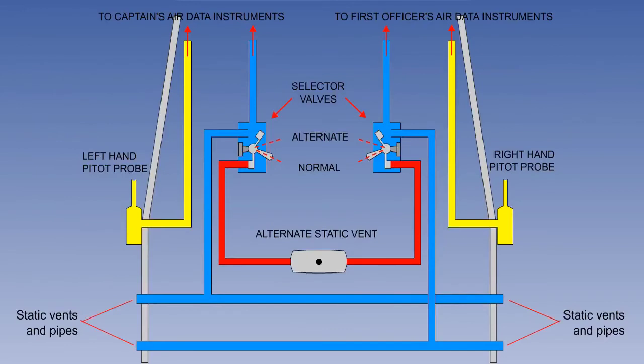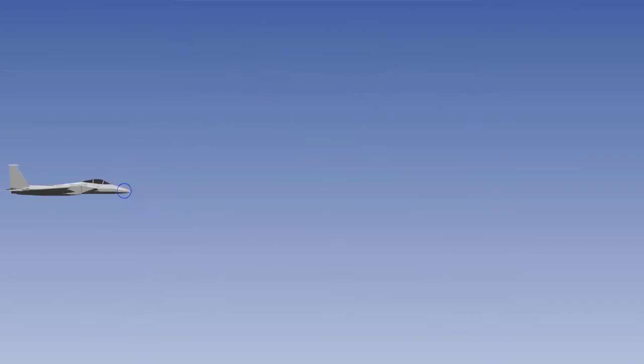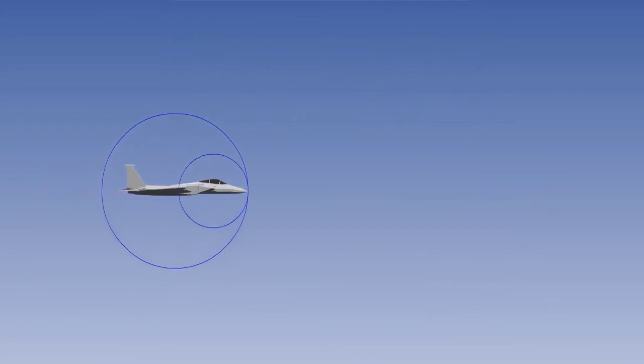It is usual to have two interconnected static vents, one on each side of the fuselage, to ensure that any errors produced by side-slipping or yawing are minimized or balanced out. Duplication also reduces the chance of the system becoming blocked. However, static vents are not suitable for every aircraft.